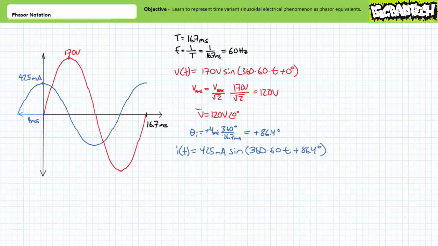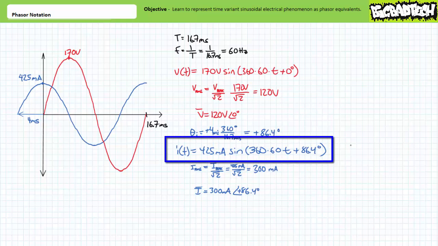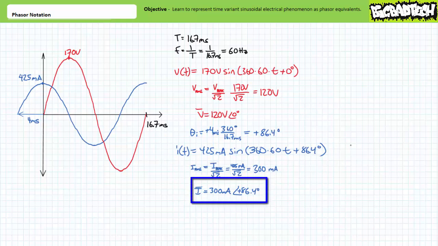If we wanted to write the time-variant expression for the sinusoidal current, it would be I of t equals 425 milliamperes times the sine of 360 times 60 times t plus 86.4 degrees. A peak value of 425 milliamperes corresponds to an effective value of approximately 300 milliamperes. Current expressed in phasor notation is equal to 300 milliamperes at positive 86.4 degrees. Again, which format would you rather drag around all day? The time-variant expression or the light and nimble phasor format? The choice should be obvious.